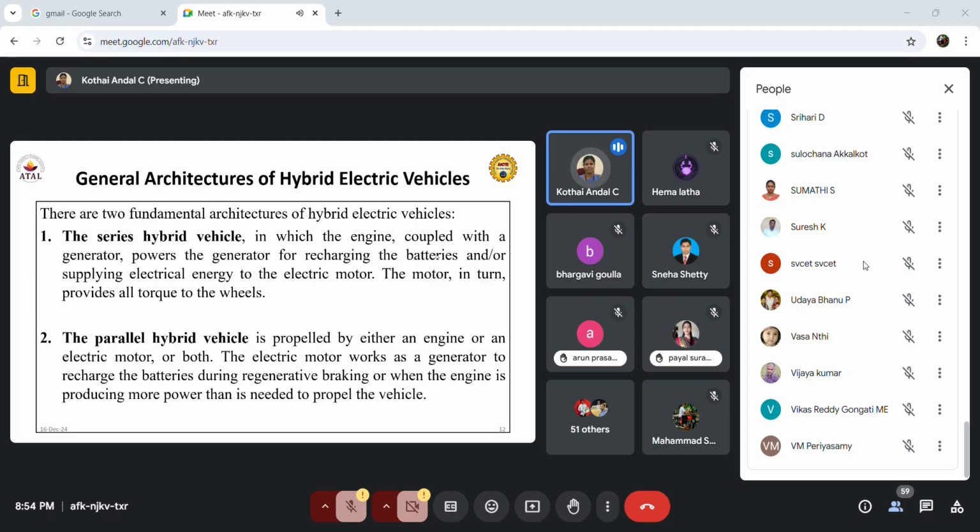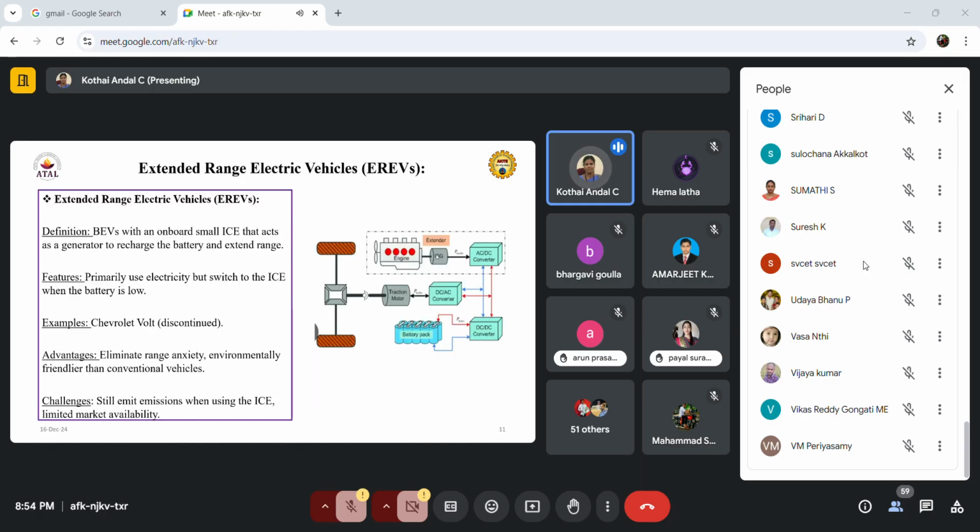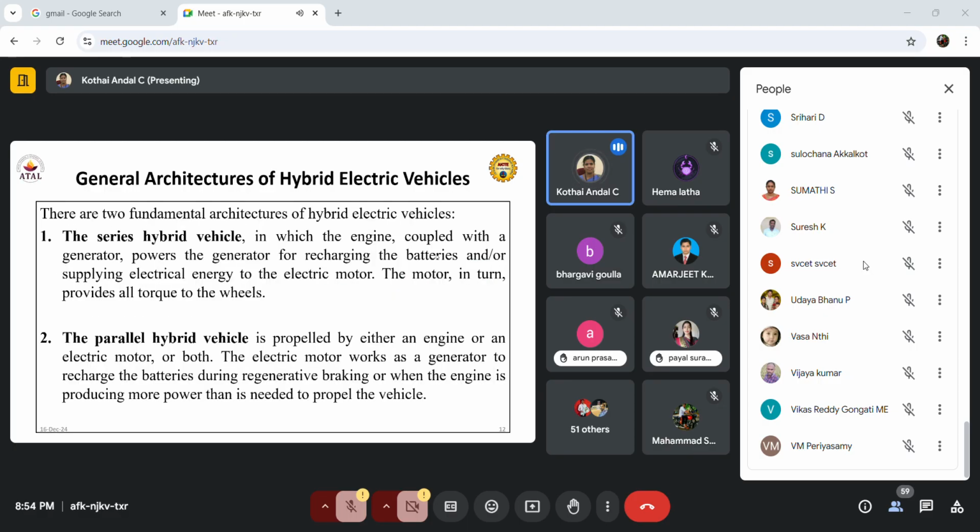Then if you go deeper into hybrid electric vehicles, from the working point of view, we can classify them. Previously we have seen the classification based on configurations, the component structure. Now we come to the mode of operation. Based on the mode of operation, the hybrid electric vehicle can be divided into majorly three types: series hybrid vehicle, parallel hybrid vehicle, and series parallel hybrid vehicle.